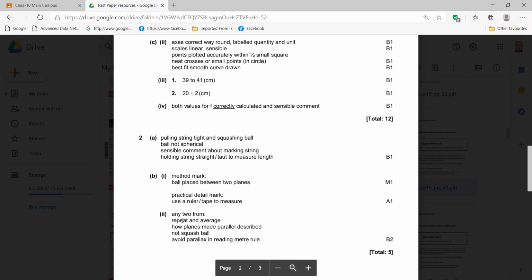So these 3 points you can write. Repeat and take average, not squashing the ball, avoid parallax in reading meter rule.